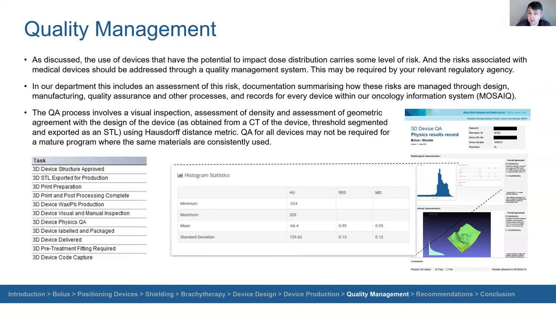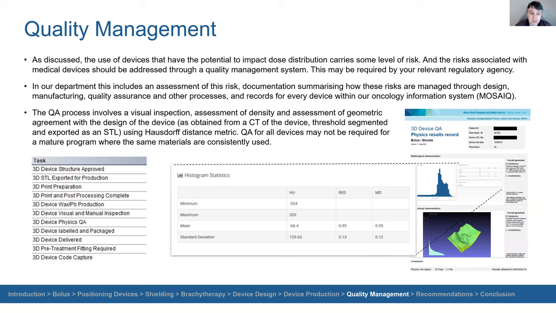Thomas discussed quality management at the Peter Mac. I'll just give an example here of how we've approached it for medical devices that are used for treatment. We have a process that's captured in our oncology information system in Mosaic, that's sort of an assessment. And at each step in the production of the device, someone basically signs off that that step has been done. So preparation of the STL and the design, that the print has been started and it's been post-processed and it's been QA'd. The QA is shown here.